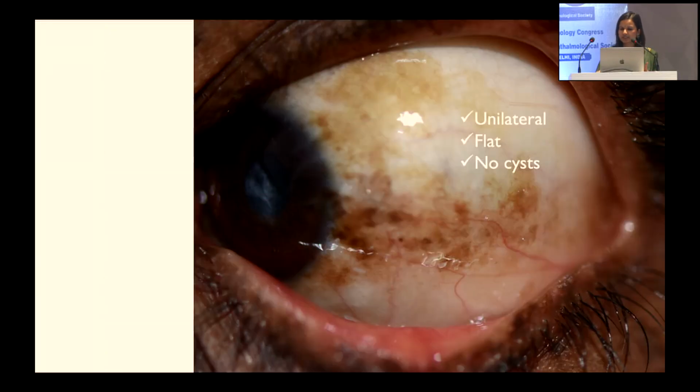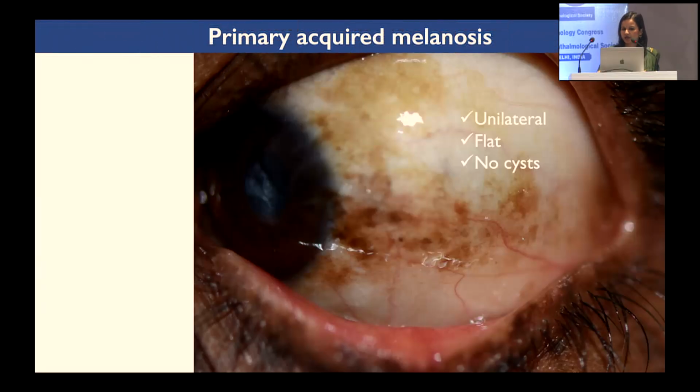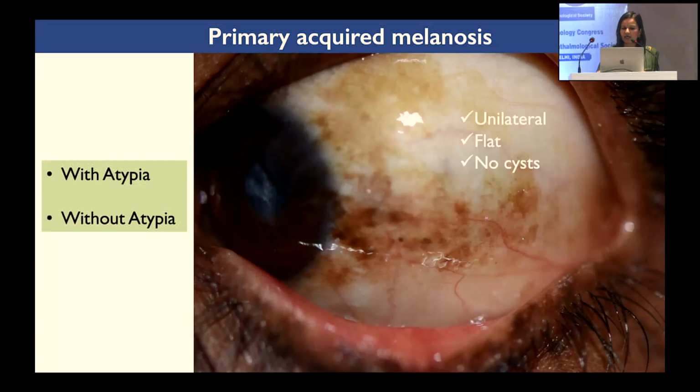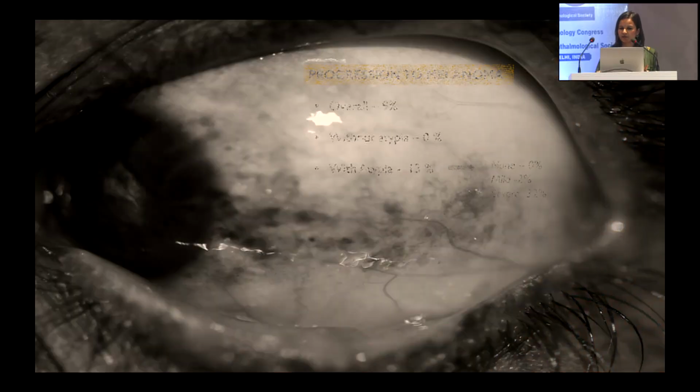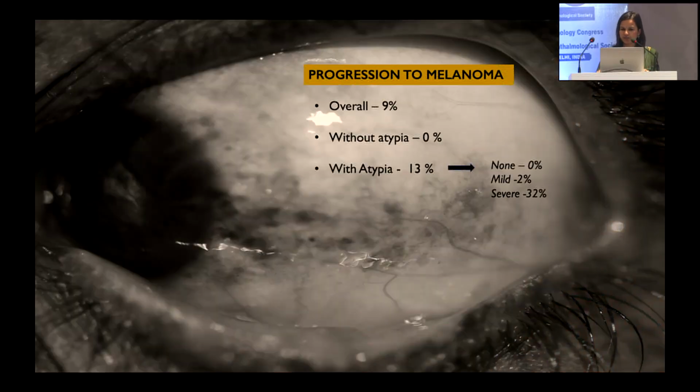Coming on to the pigmented lesions, lesions like these, unilateral, they are flat, no cysts are seen. This is nothing but primary acquired melanosis. They can be present with atypia when it becomes slightly dangerous, and hence would warrant further treatment. So the progression to melanoma is something which is concerning. With atypia, it is known to be 13%.